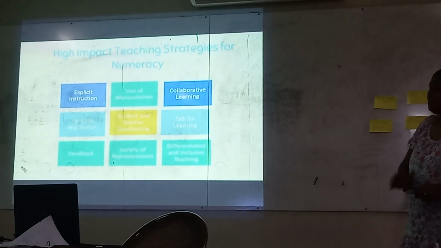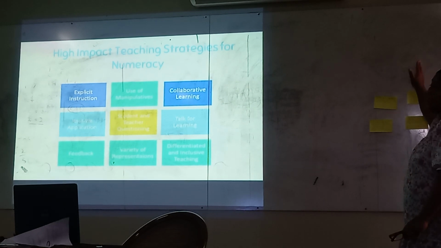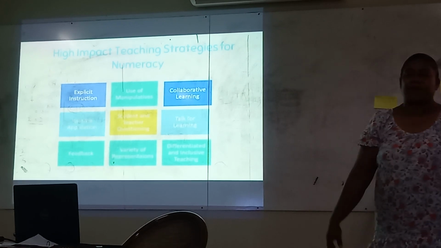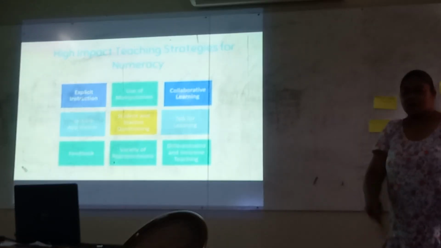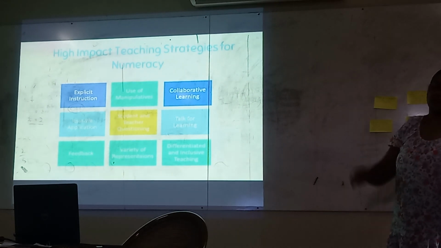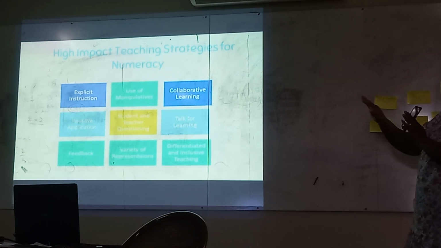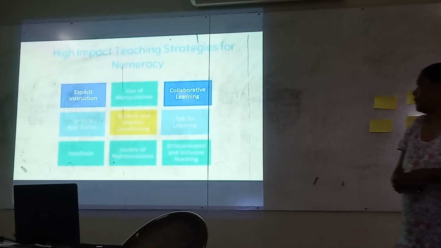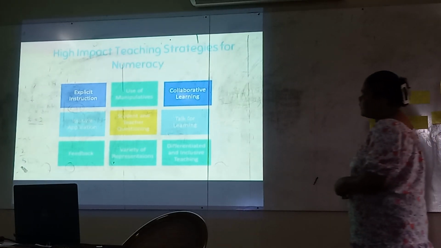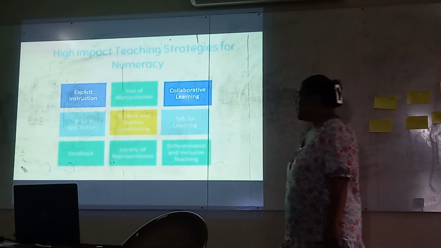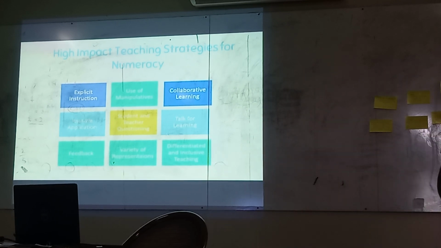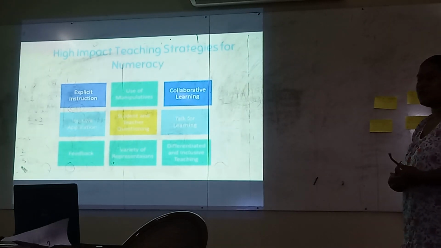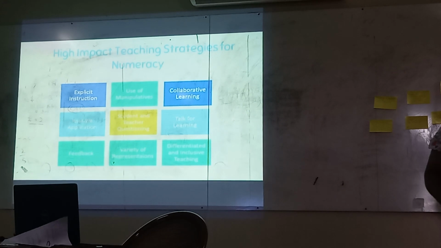Most of the time, teachers attack the symbolic representation of maths. They put symbols. For example, 5 plus 6 equals what? You put the symbols first. You teach that first, and you ignore the other 4 varieties of representations of maths. And the last one is differentiated and inclusive teaching for both literacy and numeracy. Any questions on high impact teaching strategies?